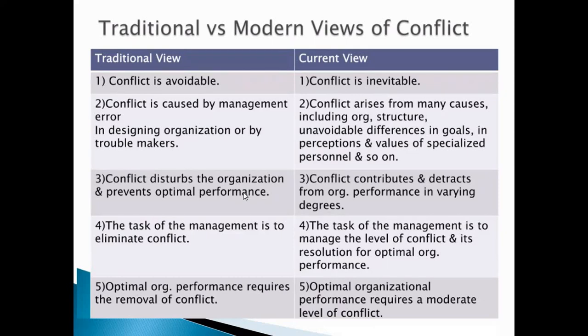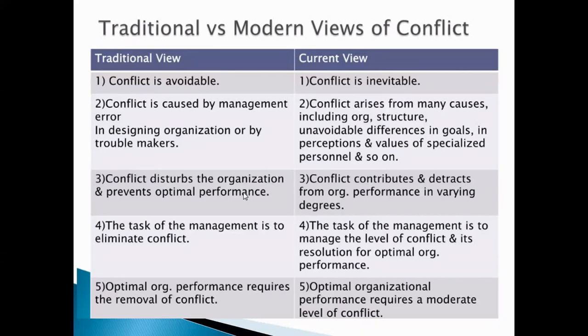And again, the traditional view says that the conflict disturbs the organization and prevents optimal performance. So if there is a conflict in an organization, traditionally it has been viewed that it will disturb the performance of the organization. It will create some interruptions in the performance or the flow of the organization. The organization cannot even get the optimum level of performance with the conflict. But currently it has been viewed that conflict contributes to and detracts from organizational performance in varying degrees. So the conflict is not always distracting the performance. It can also contribute to improved performance. Sometimes the conflict may distract from organizational performance. However, in some situations, it can also contribute to improved performance.